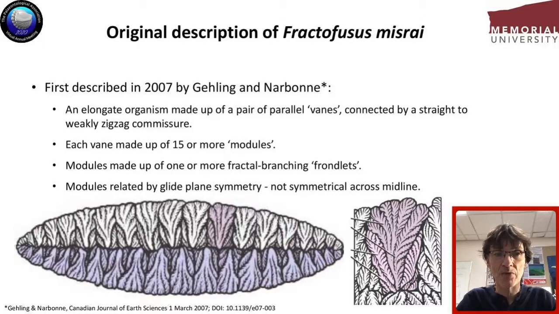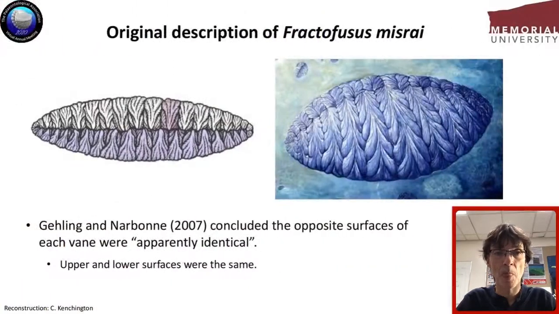Now, these modules are related to each other across the midline by a glide plane symmetry, so they're not actually symmetrical across the midline. Their conclusion in their manuscript was that the opposite surfaces of each of the two veins were apparently identical. In other words, they suggested that the top and the bottom surfaces of the organism were the same.